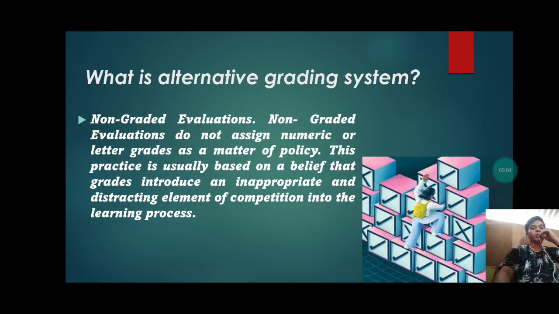What is alternative grading system? Alternative grading system is an ungraded evaluation. Non-graded evaluations do not assign numeric or letter grades as a matter of policy. This practice is usually based on a belief that grades introduce an inappropriate and distracting element of competition into the learning process.